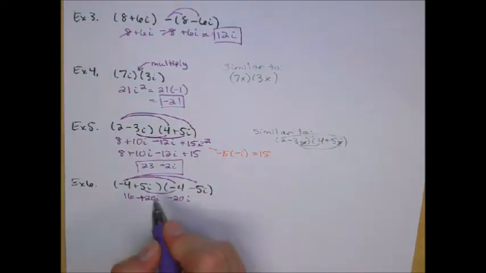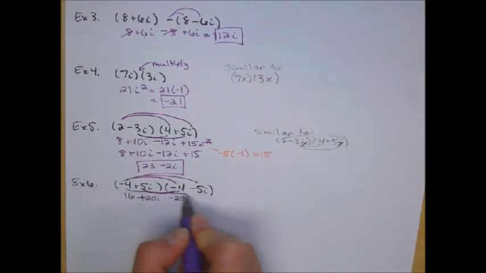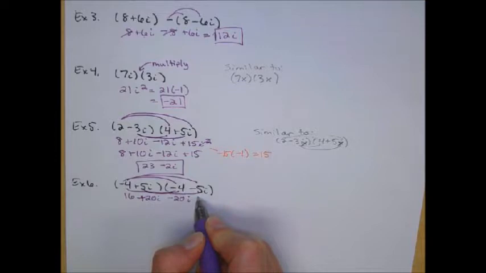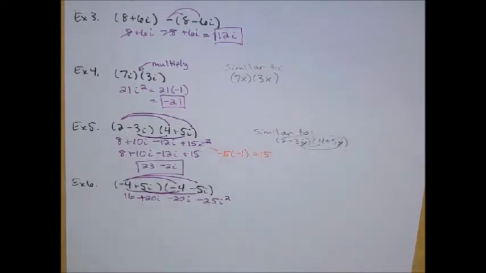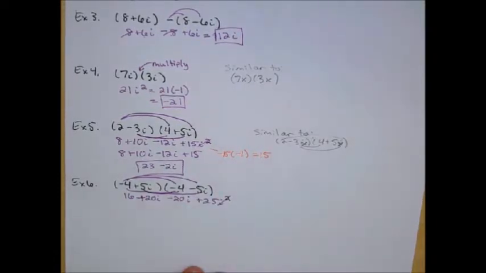This i squared makes this positive. Why? Well, negative 25 times negative 1 is 25. Now I have 16 plus 25, 41. 20i minus 20i is 0.